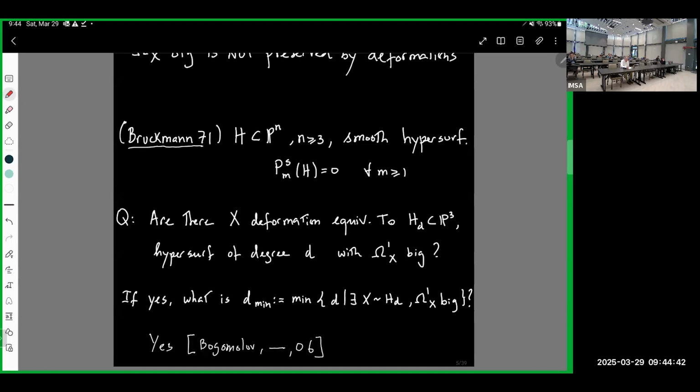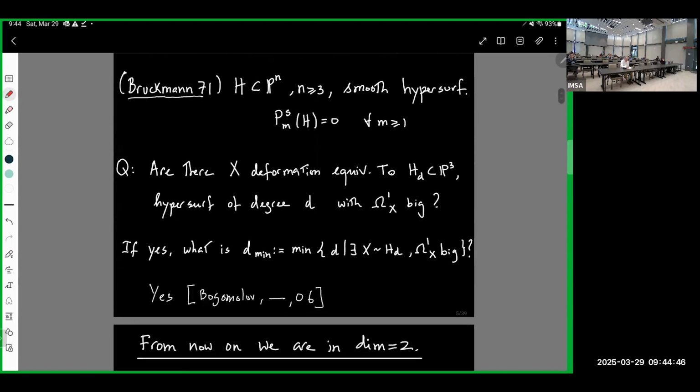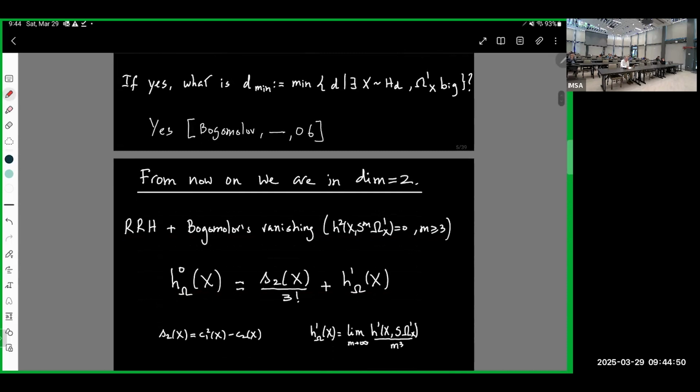That's to do how many singularities we can have on a hypersurface of degree. Okay, so from now on, we are in the case of dimension 2. So perfect. I want to understand bigness of the cotangent bundle. Bigness is about the dimension of the space of symmetric differentials.